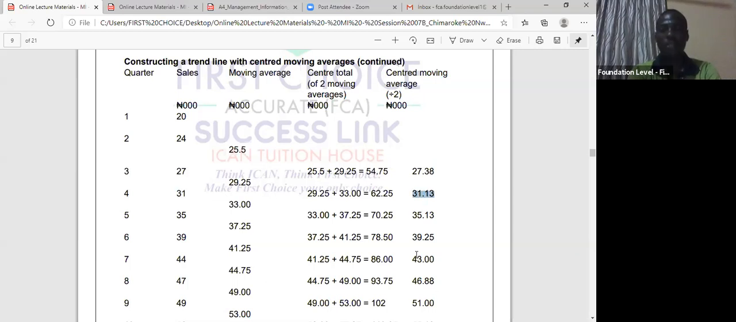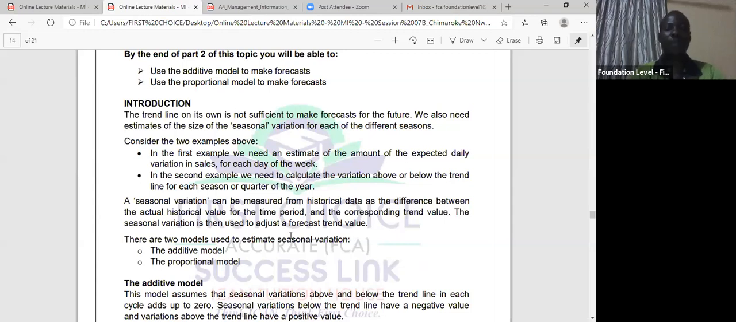So the difference between 31, which is the actual, minus 31.13, is the seasonal variation for just quarter 4, year 1. So that's what we are trying to say. You will see in the example when we do this example. Now, the seasonal variation is then used to adjust the value we got for the trend analysis.